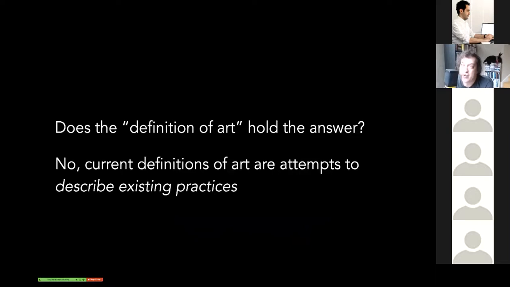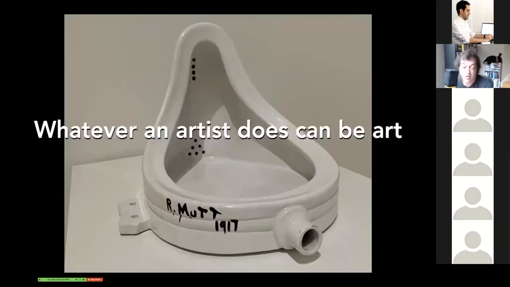And they don't really tell us who can be an artist, whether an alien from space could be an artist or when they could be. And it generally seems that whatever an artist does can be art. And so the real question is what can be an artist and who can be an artist?